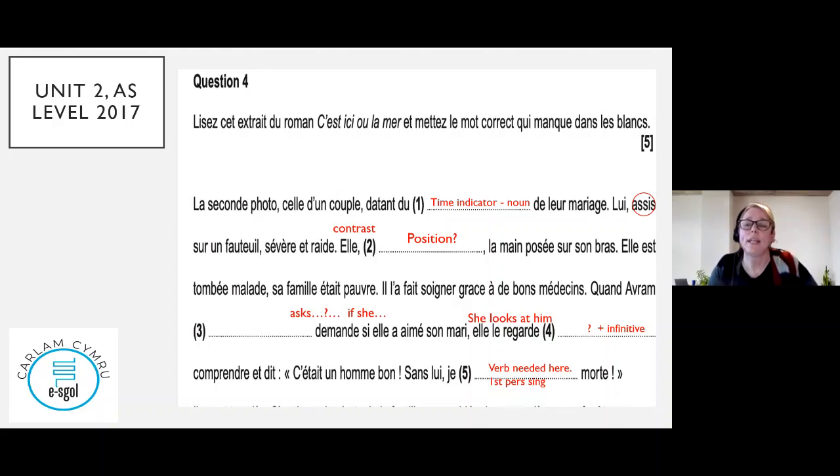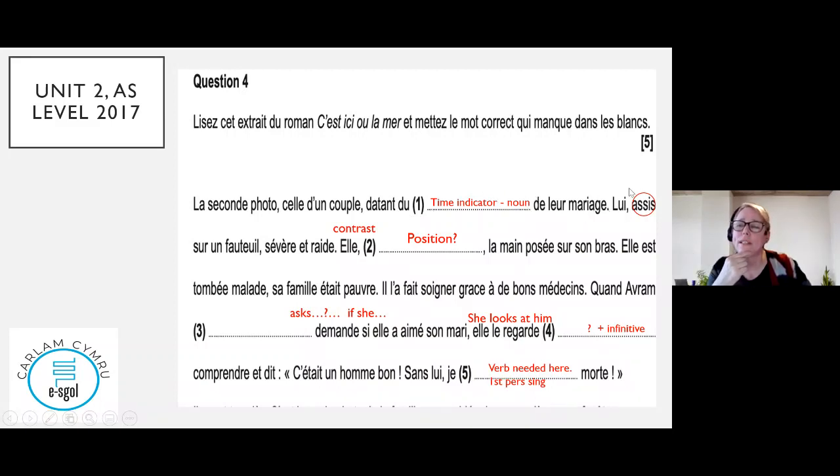Okay. Looking at this here, just a few little notes to help us on our way with this. So you hear that first answer, this first gap, d'attendu. Chances are it's talking about a time, isn't it? What sort of time indicator? There's a noun needed here. After du, a noun, du de leur mariage, something that will fit in here.